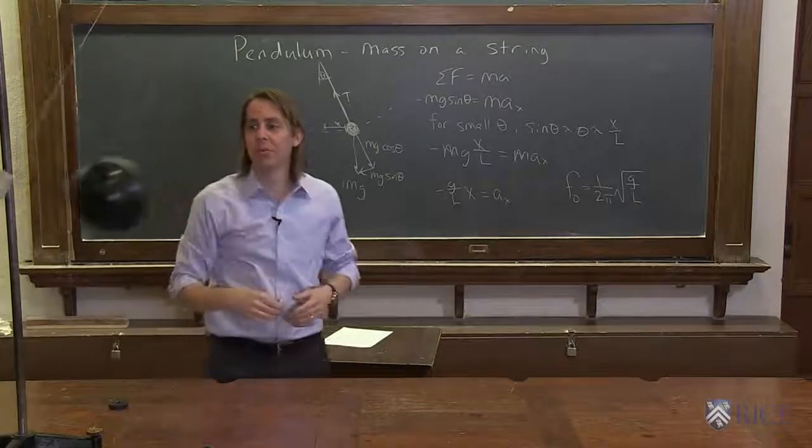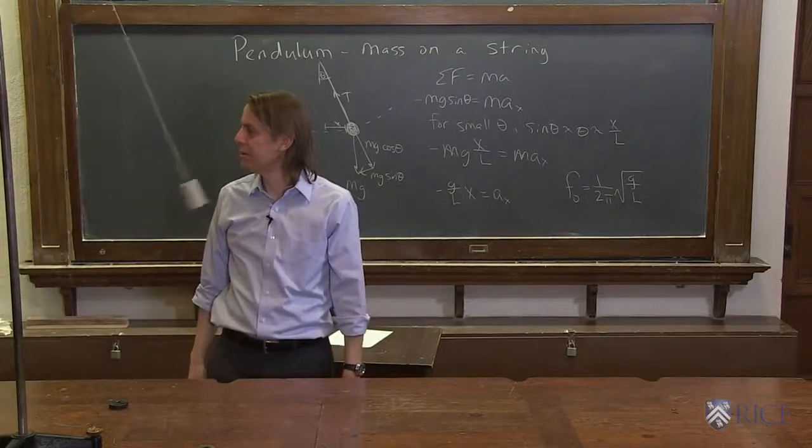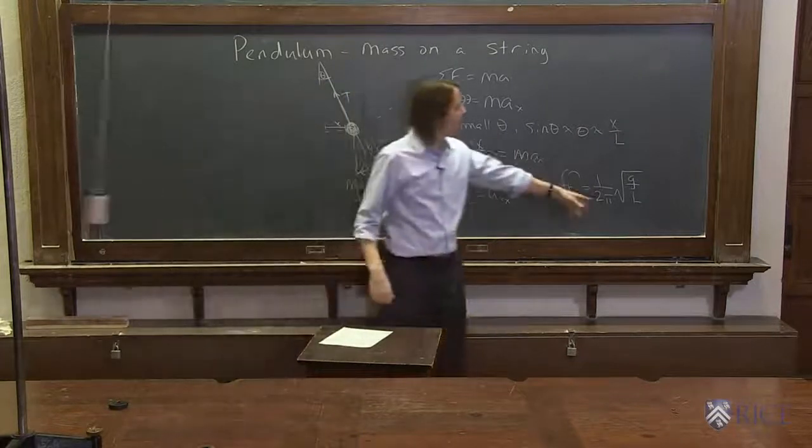Where this one moves sort of that fast, this one takes several seconds to make a single period. Like that. So there it is. Both of those tell you that this is correct: 1 over 2 pi times the square root of g over L.